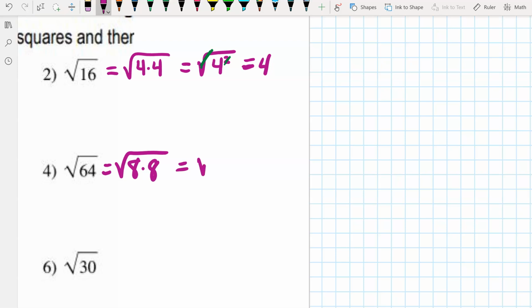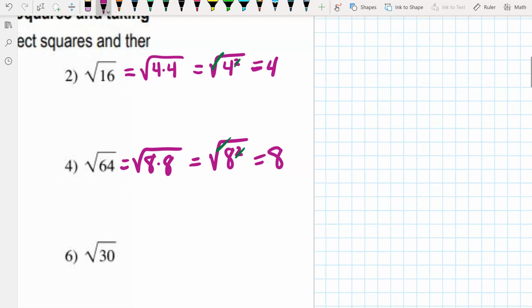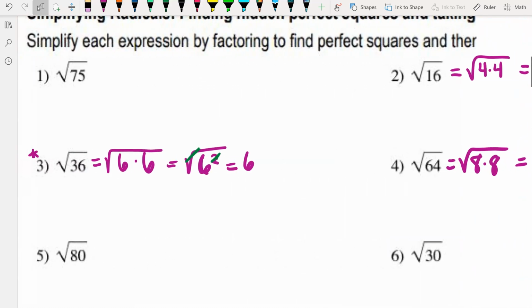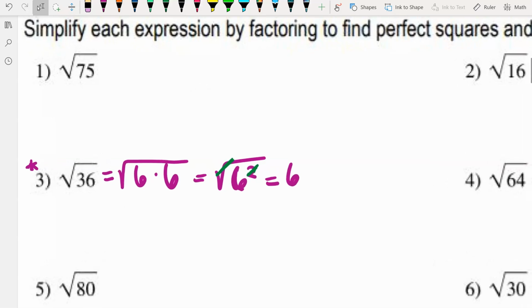I know we have calculators, so we can just do it in the calculator, but it's not always going to work out all nice and pretty. So it's nice to know why it works, so you can use that to help solve when radicals aren't perfect squares. So this leads us to number 1, the square root of 75.